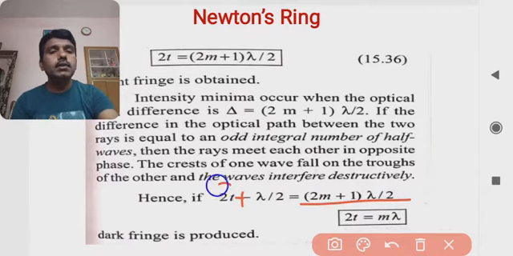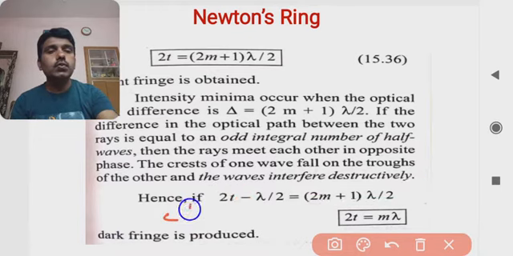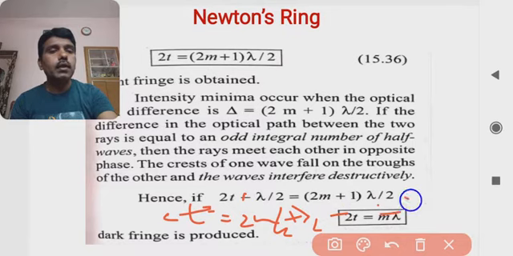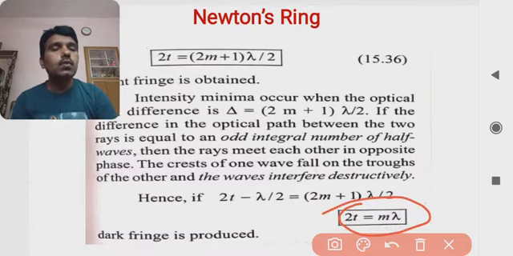मग आता जर मी थिकनेस 2t कॅल्क्युलेट करायचं आहे तर 2t इज इक्वल टू, व्हॉट विल हॅपन, इट विल बिकम (2m+1)λ/2 मायनस λ/2. मग याला जर मी सॉल्व केलं तर 2t इज इक्वल टू 2m λ/2 प्लस λ/2 मायनस λ/2, म्हणजे मायनस λ/2 आणि प्लस λ/2 कॅन्सल होणार. मग इथं उरलं 2m λ/2, 2 अगेन गेट कॅन्सल, सो द रिमेनिंग व्हॅल्यू इज ओनली mλ. आणि अशा पद्धतीने इथं 2t इज इक्वल टू mλ येईल.